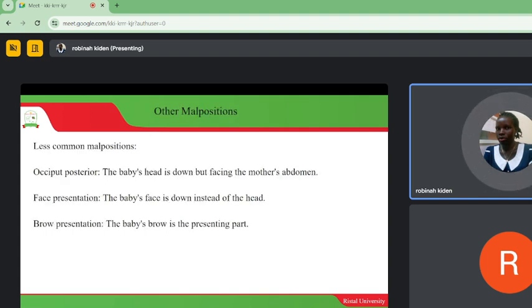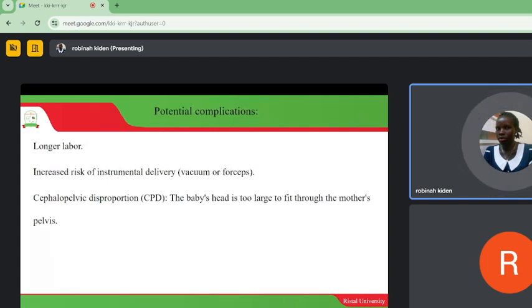So the other, less common malpositions, I think we have looked at them. Potential complications of these malpositions: there is longer time in labor, so the mother takes longer periods of time when in labor. There is increased risk of instrumental delivery. Then cephalopelvic disproportion can occur, and the mother may end up losing the baby if not acted on very fast.